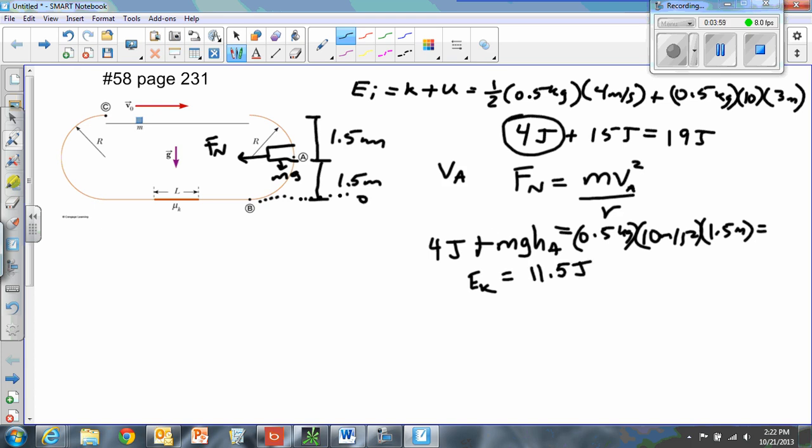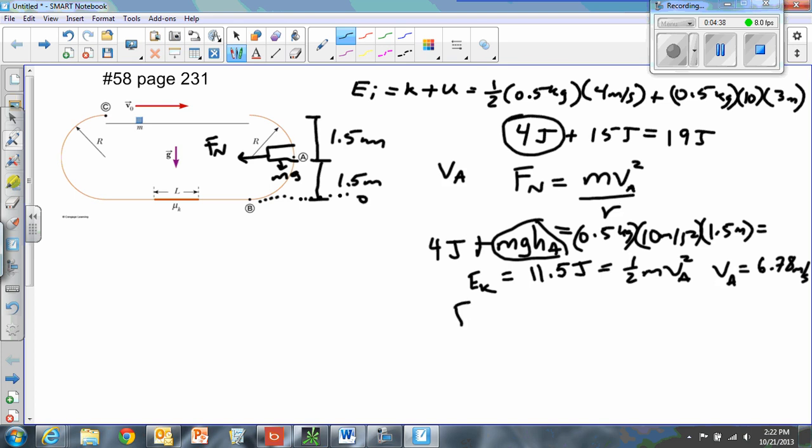So now my E kinetic, instead of being 4 joules, is 11.5 joules. All I've done is change this much potential into kinetic, so that now I've got 4 joules plus 7.5 joules, which is 11.5 joules of kinetic, which equals 1/2 m vA squared. I'm going to let you guys plug that into the equation, but you should get vA equal to 6.78 meters per second. vA squared is going to be 46, basically.